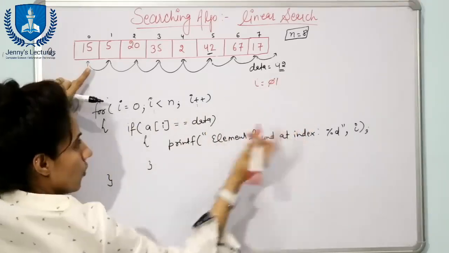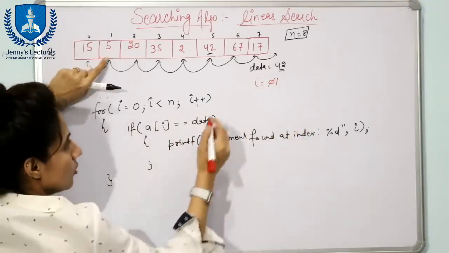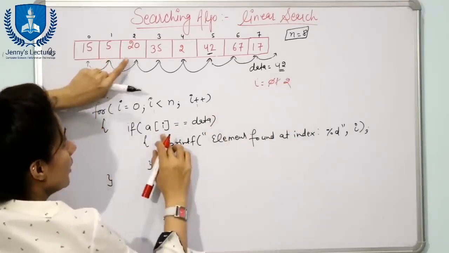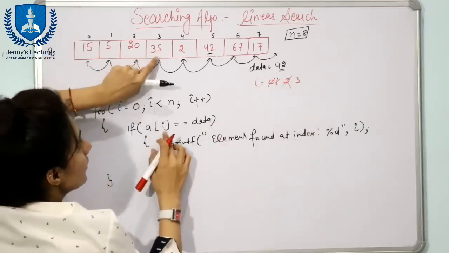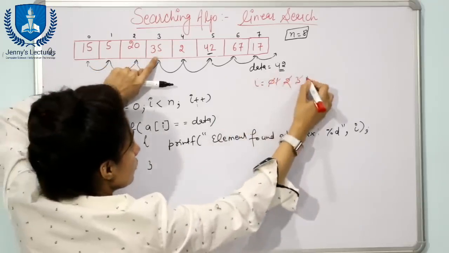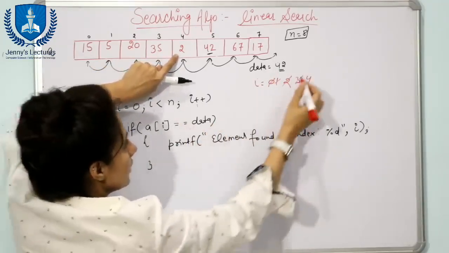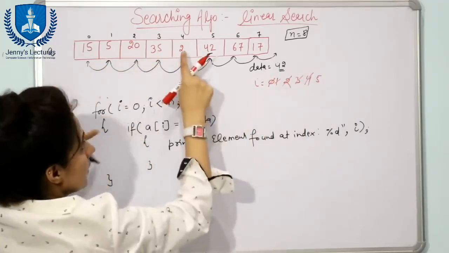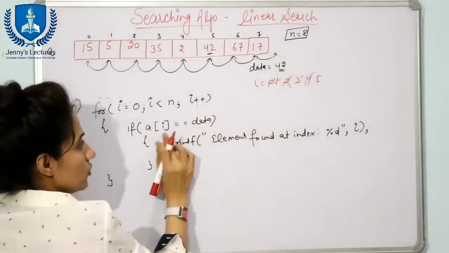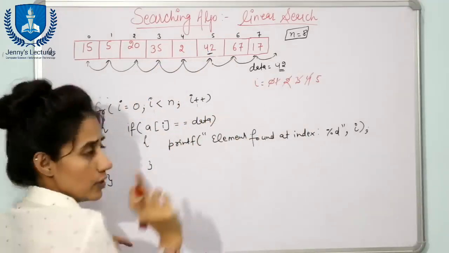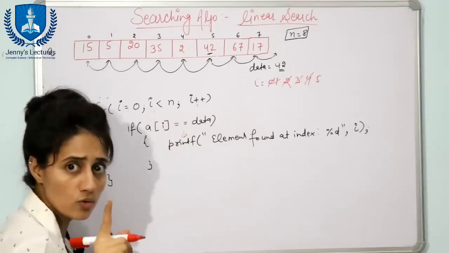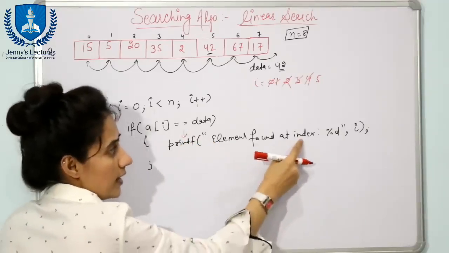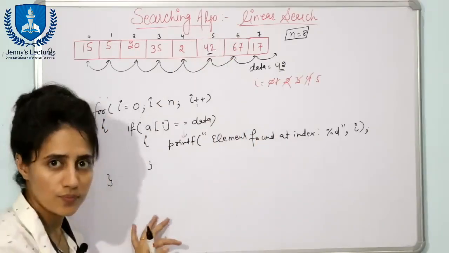Now I is equal to 1. A of 1 is equal to data, no. Now I is equal to 2. A of 2 is equal to data, no. I is equal to 3. A of 3 is equal to this data, no. I is equal to 4. A of 4 is equal to data, no. A of 5. Now see, A of 5 is 42, 42 equal to data 42, yes. Now control will go within this if. Now what will control print? Element found at index 5.